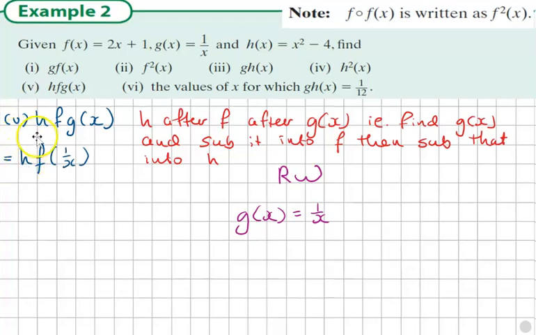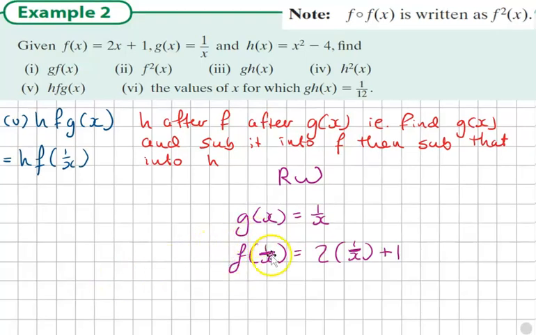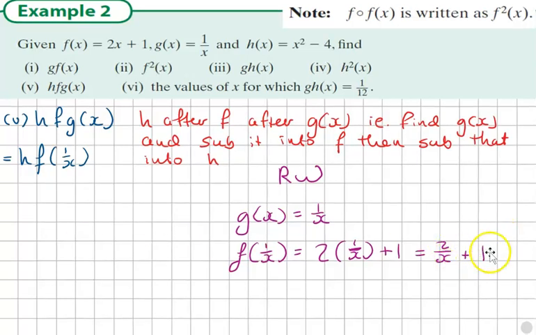So we're going to get h of f of 1 over x. So we're going to substitute 1 over x into f. You work backwards. So we're going to substitute 1 over x into the function f, and the function f is 2x plus 1. So we swap that x for a set of brackets and we put 1 over x into the brackets. So f of 1 over x is going to be 2 times 1 over x, plus 1, which gives us 2 over x plus 1.